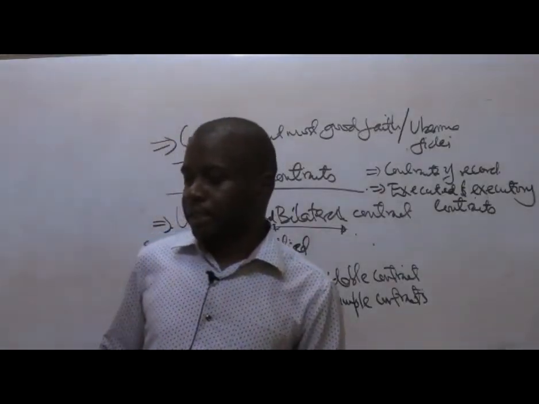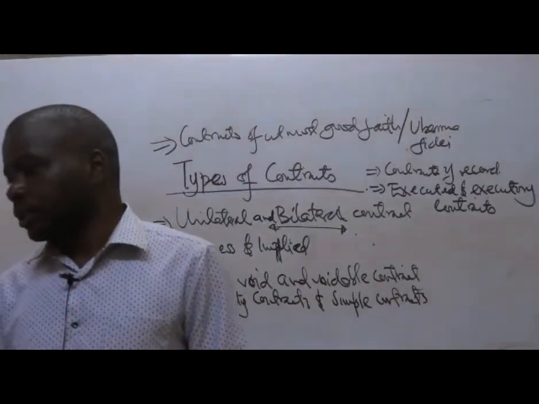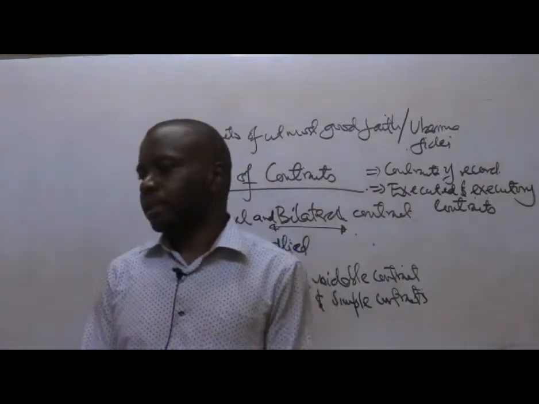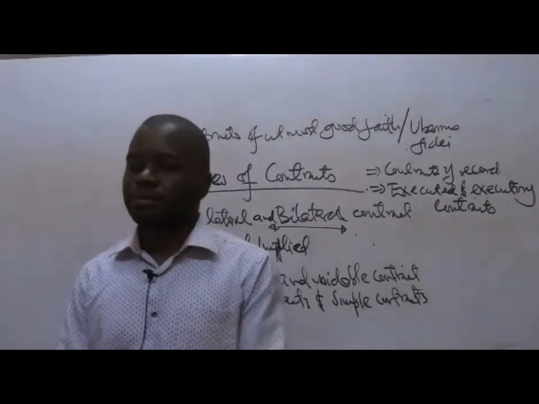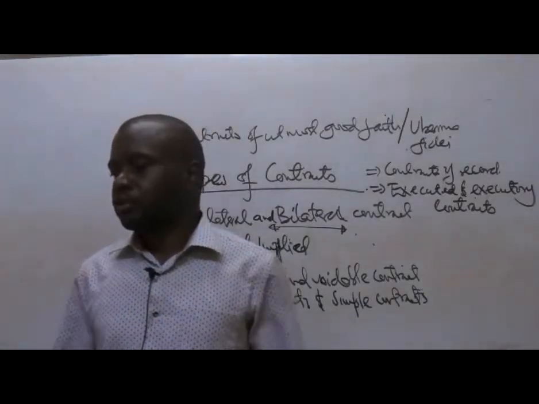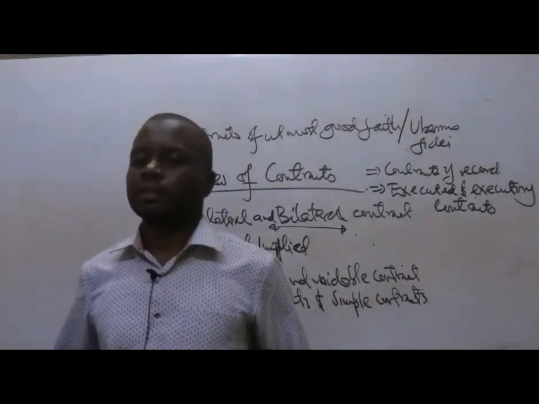Then you have an express or implied contract. An express contract is one in which the parties specifically agree about the nature and terms of their relationship. So in this case, the terms are very express. They come from the parties.